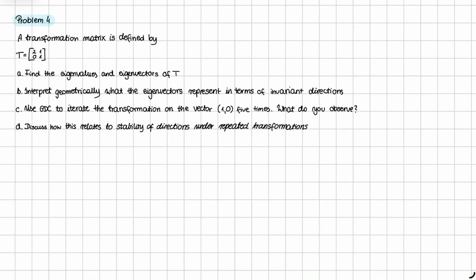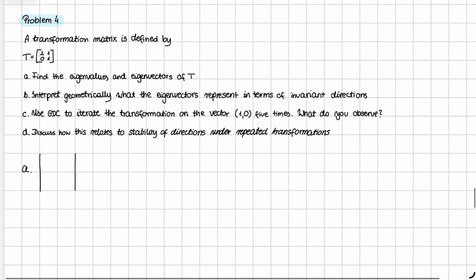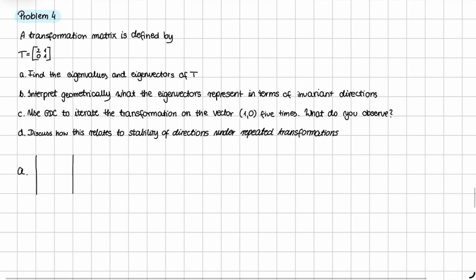Problem 4. A transformation matrix is defined by T = [2, 1; 0, 1]. A. Find the eigenvalues and eigenvectors of T. So in order to do this, firstly, let's just draw two vertical lines, and here we have our 2, the same as in our transformation matrix.